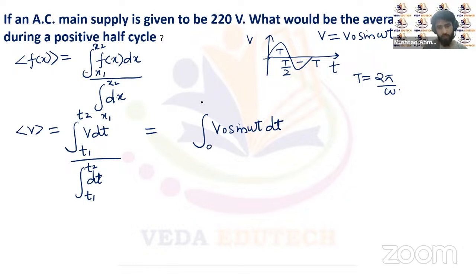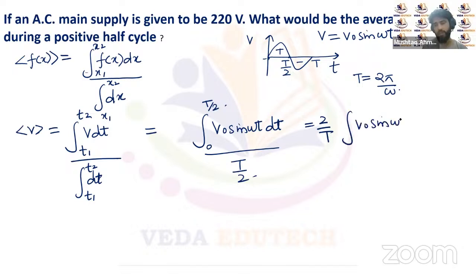With the limit 0 to T by 2, for half of the cycle, the limit will be half of the time period, right? So we'll have the time period T by 2 here. Integrating the denominator, we can write it as 2 upon T, integral of V naught sine of omega t dt. We have to integrate this function from 0 to T by 2, not 0 to T.